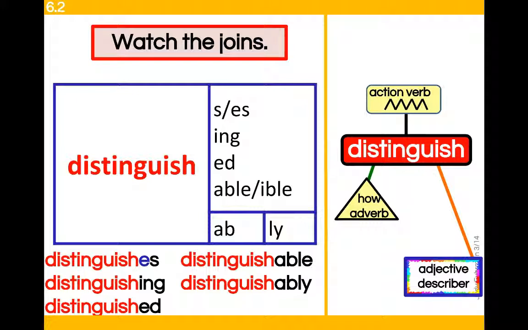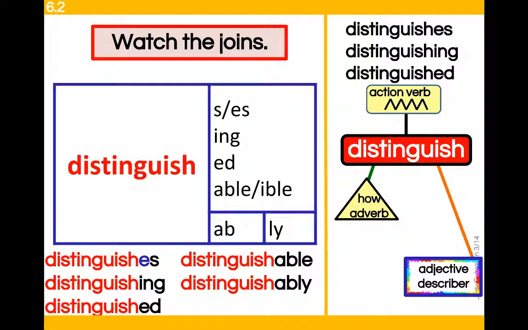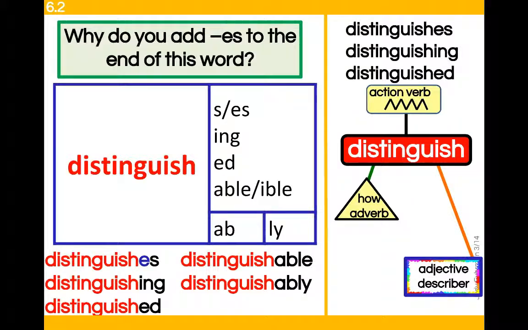Great, now that we're back, let's go ahead and revisit those words. Distinguishes, distinguishing, distinguished, our adjective, distinguishable, and our adverb was distinguishably.